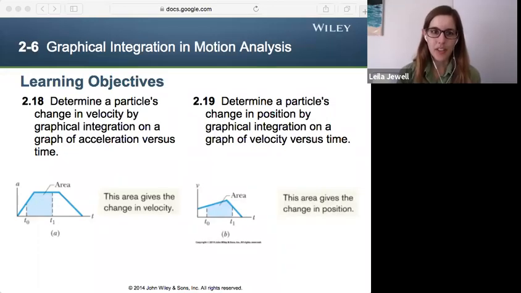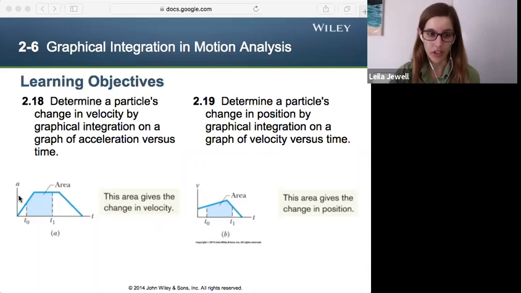Section 2.6, Graphical Integration in Motion Analysis. This is a fairly short section. It highlights how you can do integration visually, which you may have some experience with already at this point. And it's summed up with these two graphs shown on the learning objectives slide. So the learning objectives slide tells you exactly what you want to take away from this.